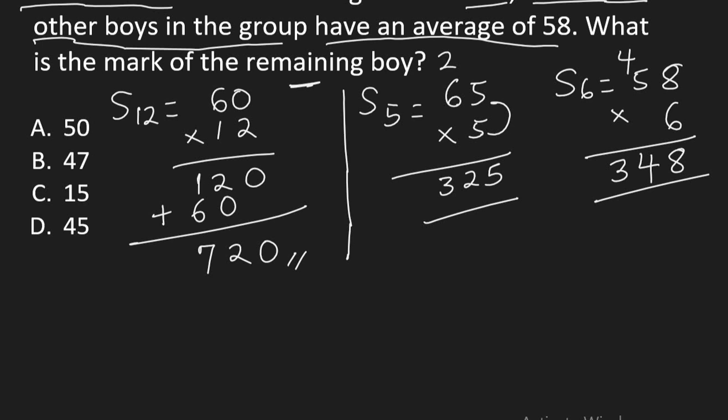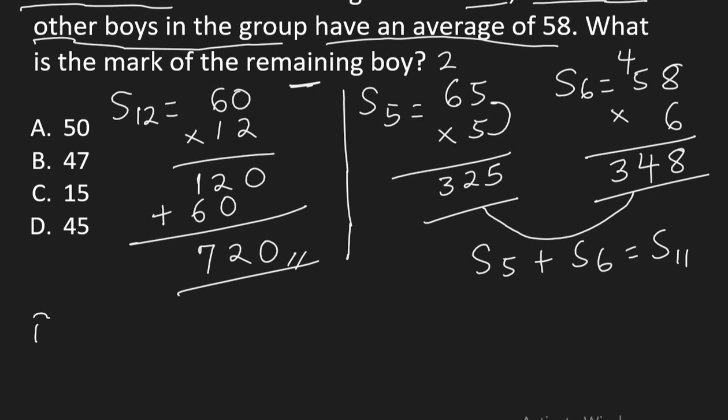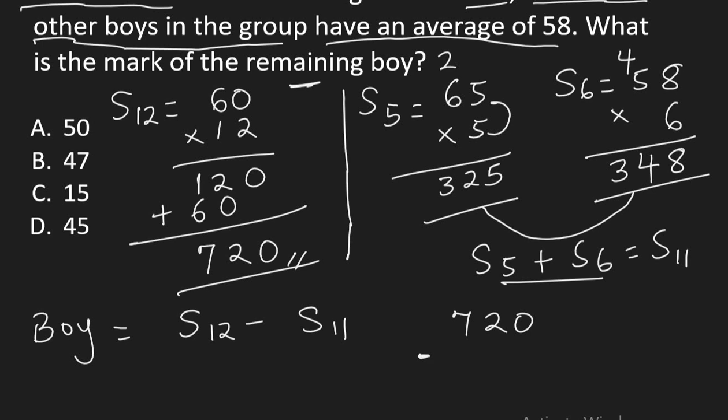All right, we have the total, which is the sum of 12. Then we have the sum of 5 and the sum of 6. So the sum of 5 plus the sum of 6 will give us the sum of 11. The remaining boy will simply be the total, which is the sum of 12, minus the sum of 11, which is the sum of 5 and sum of 6. The sum of 12, which is the total, is 720 according to what we did, minus the sum of 11.